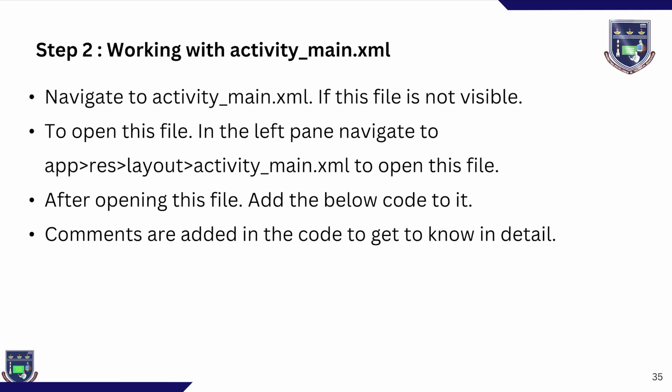Then step 2: we have to work with activity_main.xml. If this file is not visible, to open it in the left pane we navigate to app, then the res folder, then layout. If it is not there, we can create the activity_main file. Like that it will be open. After opening this file, add the code I have mentioned below. If you want, comments can also be added for each and every statement. Next we'll see the step-by-step explanation for the code.